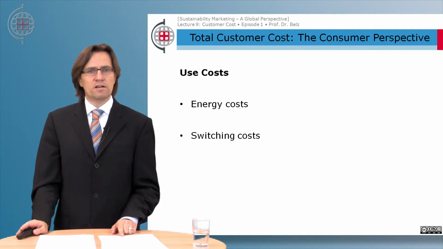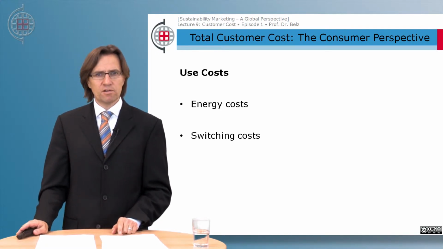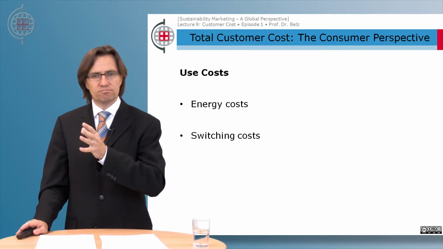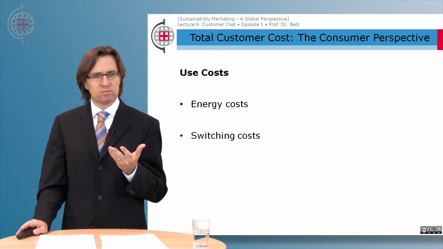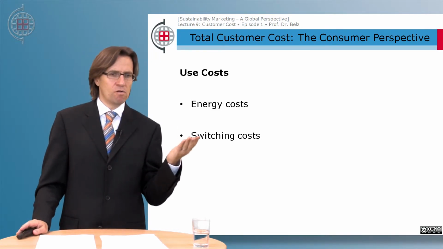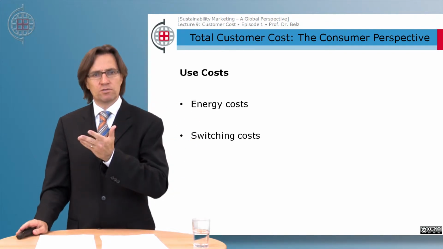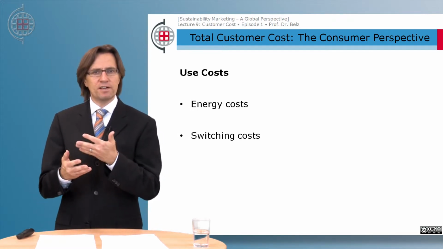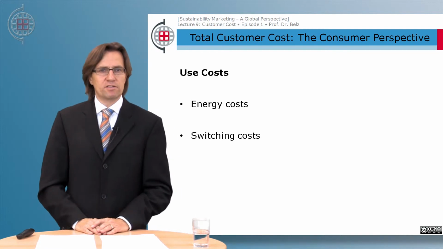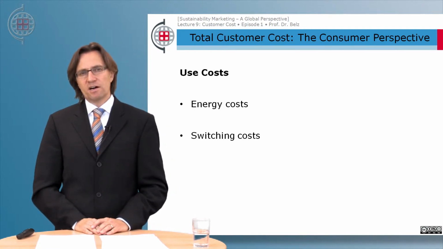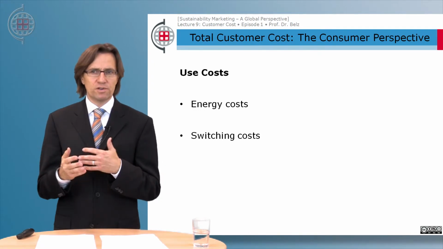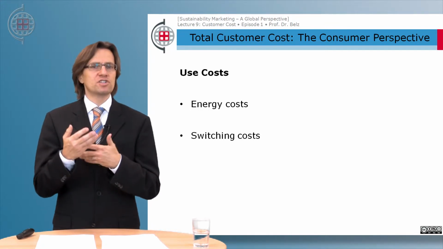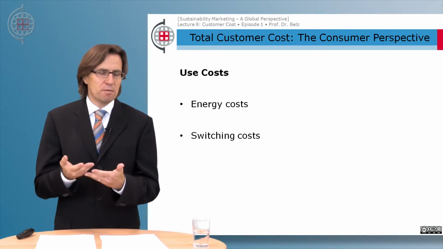And then there are switching costs. These are the costs you have if you switch from one product to the other. Let's think about car sharing. If you had a car on your own before and you want to switch to car sharing and give up your car, you have a lot of switching costs because you have to get used to the new kind of mobility patterns. Or think about electric cars. You don't really know how it works, how far it goes, and so on and so forth. So you have to change your behavior patterns.